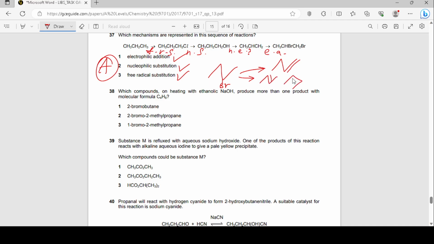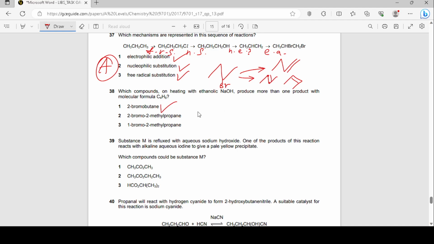It can have a cis version as well because this compound will show cis-trans isomerism, because this carbon atom is attached to two different groups. This carbon atom is attached to two different groups, right? And obviously there's a double bond as well, so there's going to be cis-trans isomerism. So that's trans and this is cis, and then this is the compound. So this is true, that this forms more than one product of the molecular formula C4H8. All of these are C4H8.